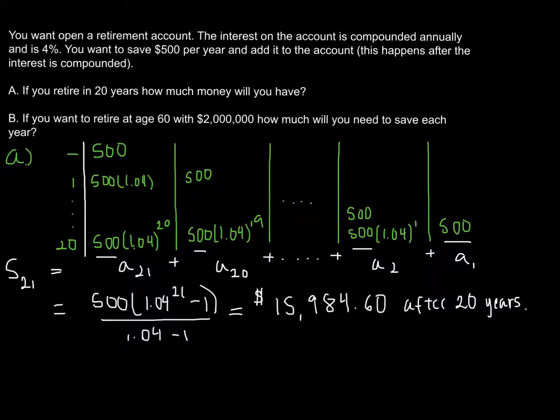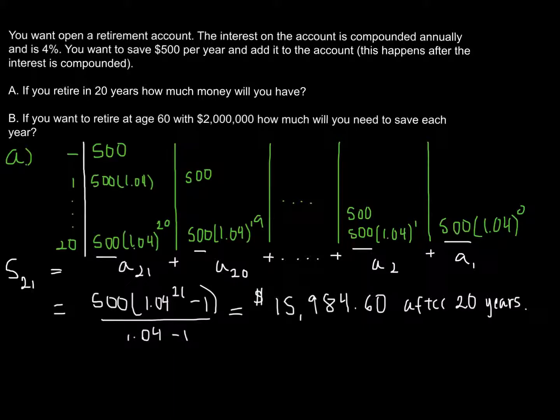And so when I add these all up, I'm taking the partial sum of 21 terms, right? This is the first term, second term, third term. And remember, this is like saying 1.04 to the 0th power. So 0, 1, all the way up till 20, that's the 21st term. And so you're taking S sub 21, the partial sum, where my initial value is 500. The common ratio is 1.04, so I raise it to the 21st power and subtract 1, divided by 1.04 minus 1, which is $15,984.60 after 20 years. And you might think, does that make sense?